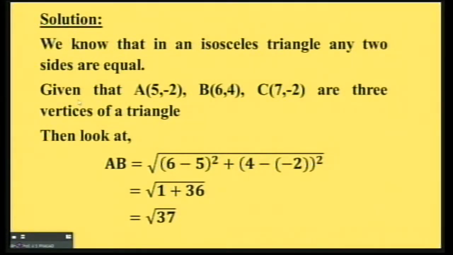Now the three vertices of a triangle are given. I denote them as A 5 comma minus 2, B 6 comma minus 4 and C 7 comma minus 2. Then I am going to find the lengths of the sides of the triangle, starting with AB. By taking the coordinates of A and B and applying the distance formula, it comes as square root of 6 minus 5 whole square plus minus 4 minus of minus 2 whole square. Then 6 minus 5 is 1, 1 square is 1, minus 4 minus of minus 2 is minus 2, whose square is 4, therefore 1 plus 4 is equal to 5, root 5. Therefore AB length is root 5.